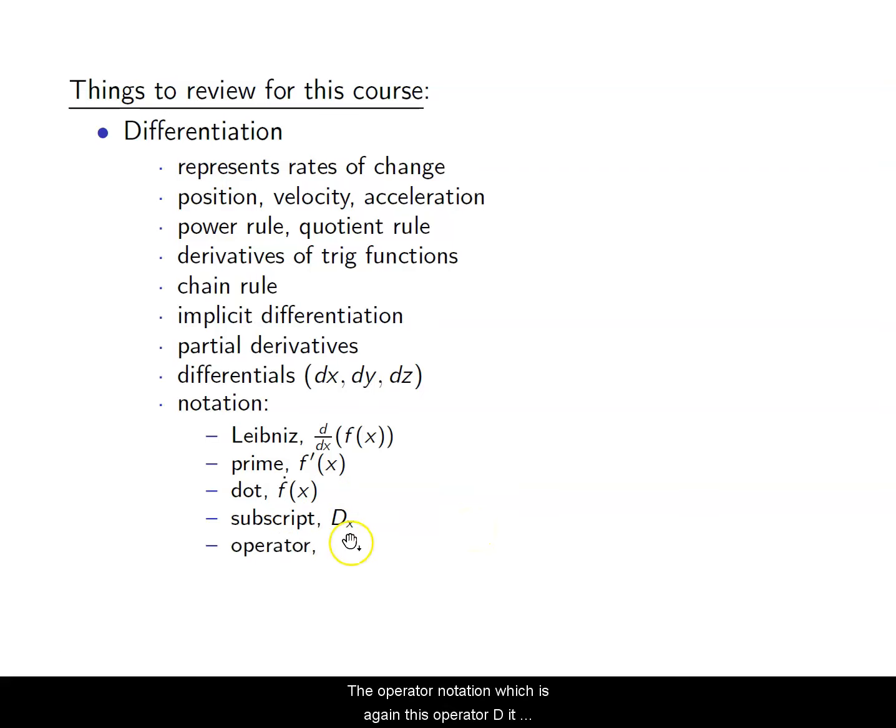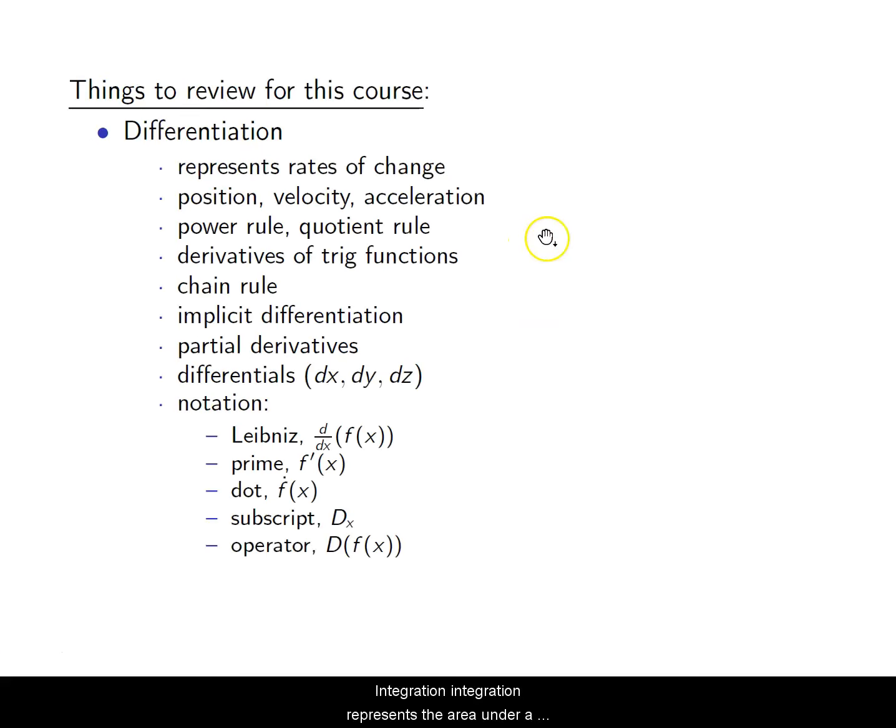The operator notation, which is this operator D, works like a function where you differentiate the function that's inside of this operator. Now we will use all of these notations except for the dot. You won't see me use the dot. I just threw it in there because it's important that you understand that that means to differentiate as well.